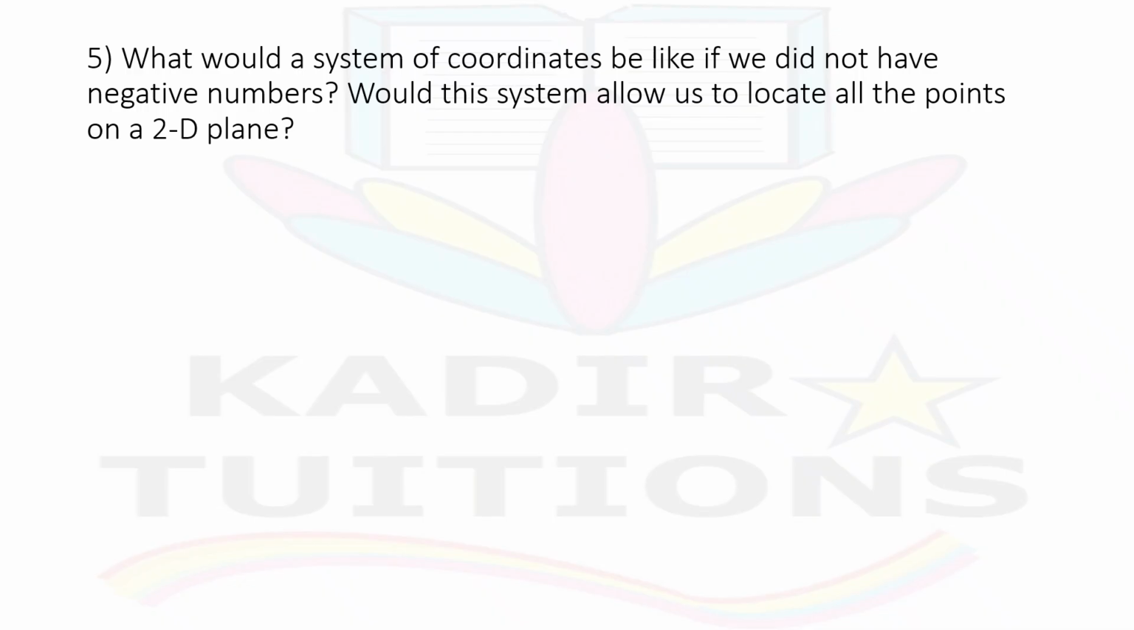What would a system of coordinates be like if we did not have negative numbers? Would this system allow us to locate all the points on a 2D plane? This is our question. What they are saying is, in a 2D plane, we are not going to have any negative number. So if there is no negative number, will that particular system allow us to locate all the points? This is our question.